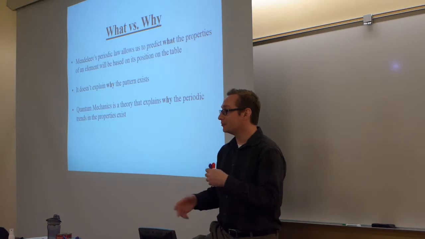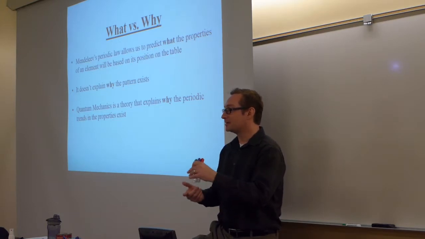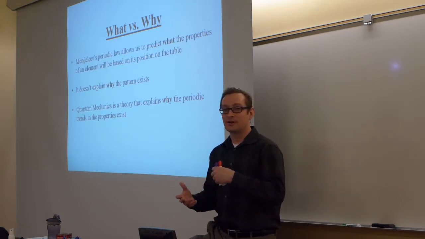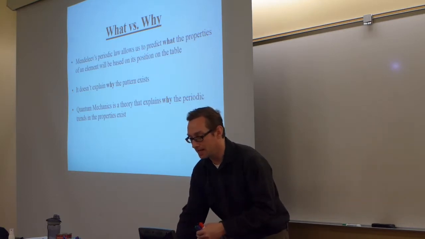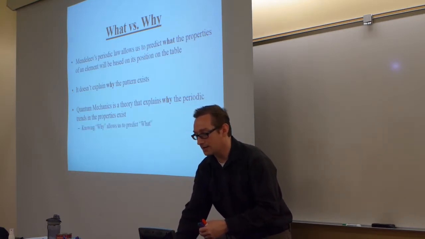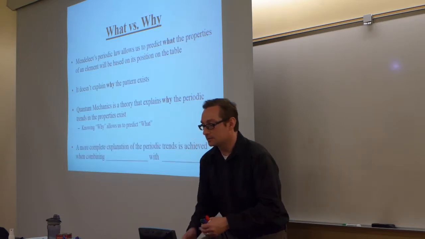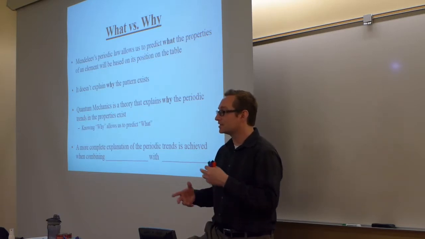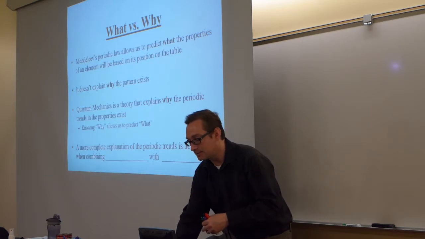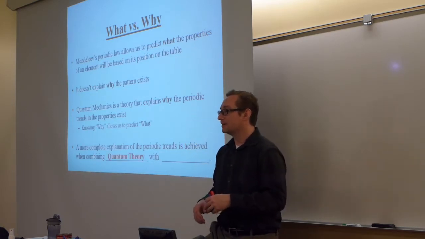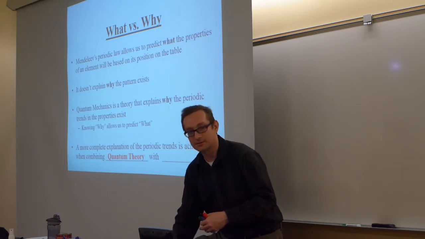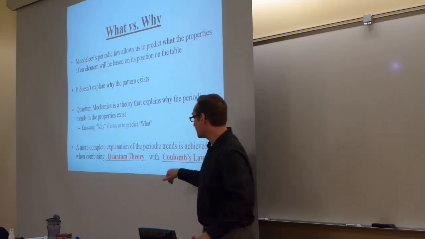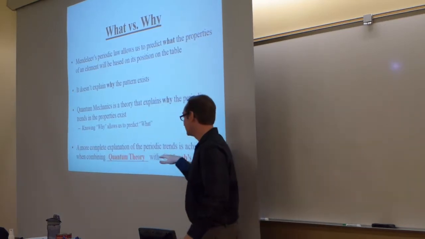What do I mean by quantum theory? I'm talking about s orbitals, p orbitals, d orbitals, f orbitals. These models that we've been discussing are all part of the quantum mechanical model. So knowing why allows us to predict. Really you're going to use two things in this chapter. A more complete explanation of the trends of the elements can be achieved by combining two things. One is quantum theory, and the other one is my favorite law of all time, Coulomb's law. So it really comes down to these two things, quantum theory and Coulomb's law.